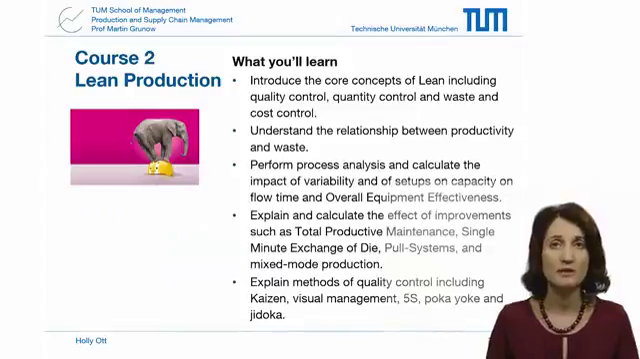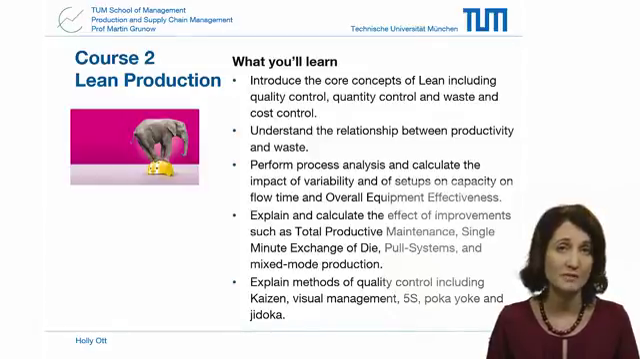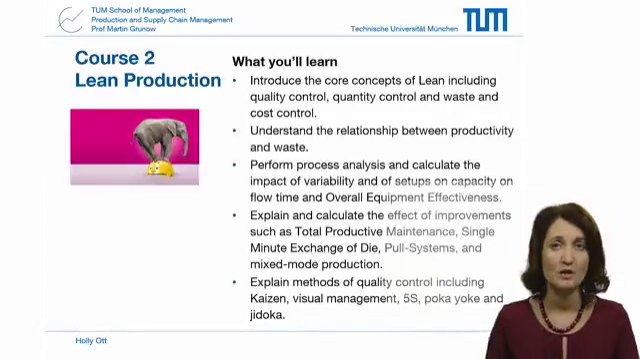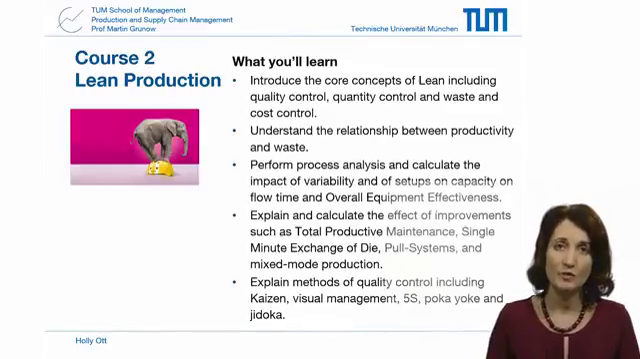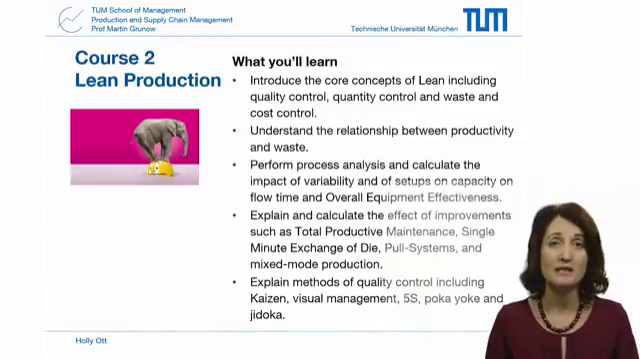In this course, you will learn about lean production, a customer-centric methodology that improves processes by eliminating waste and focusing on value-added tasks. First, we will introduce the core concepts of lean, including quality control, quantity control, and waste and cost control. We will understand the relationship between productivity and waste, discussing the 7 wastes of the Toyota production system. We will learn to perform process analysis to identify bottlenecks and to calculate resource capacity. We will see the impact of variability on our systems, on inventory and process time, and discuss the importance of takt, the drumbeat of the customer demand.